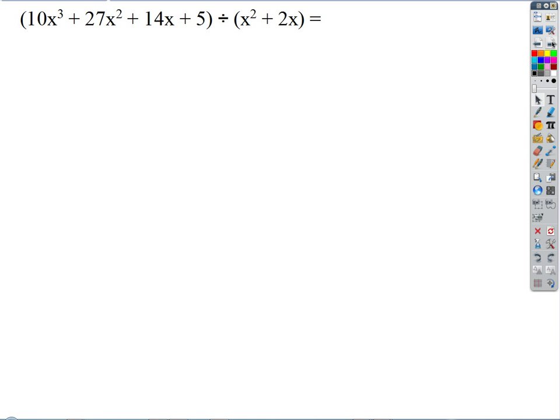All right, so let's try this one. And you might even want to just work through this on your own. If you want scratch paper and you want to do that, here's some scratch paper. Feel free to grab some. So let's set this up. We've got this big polynomial up here, this third degree polynomial divided by this quadratic polynomial.